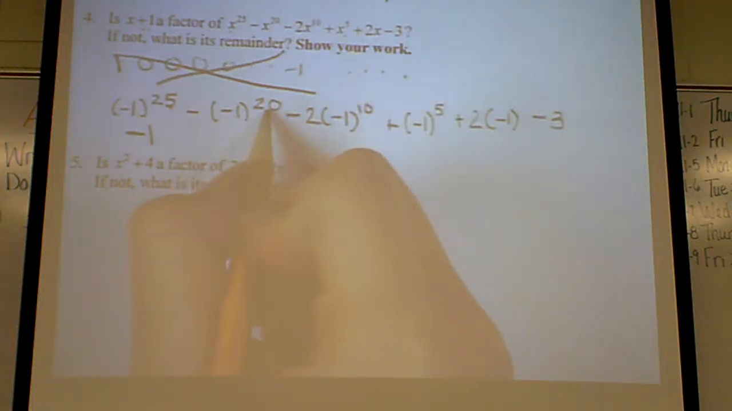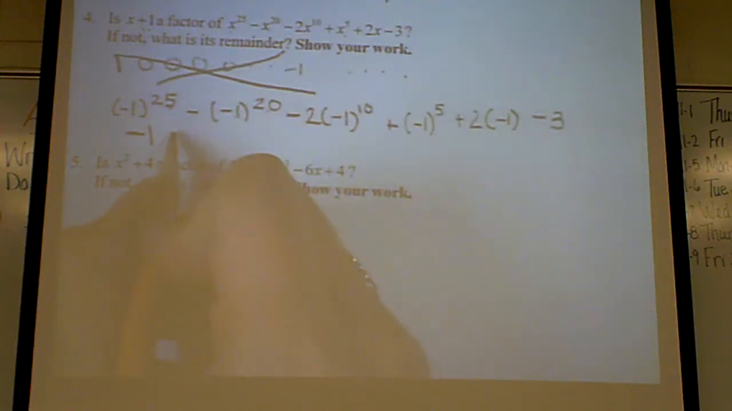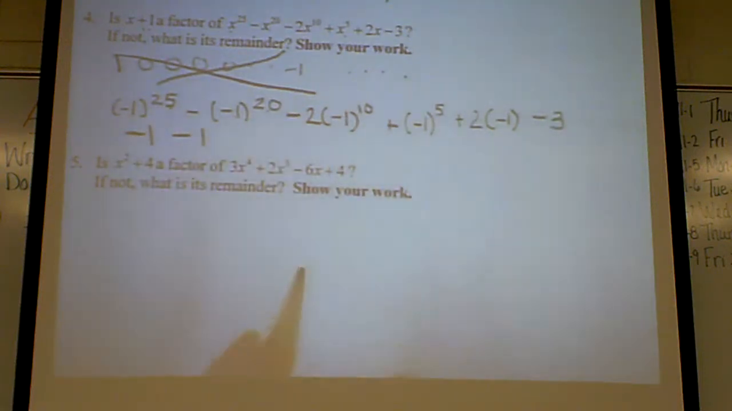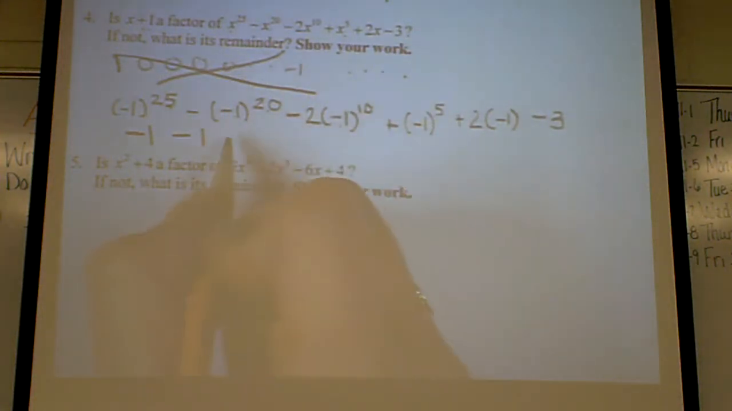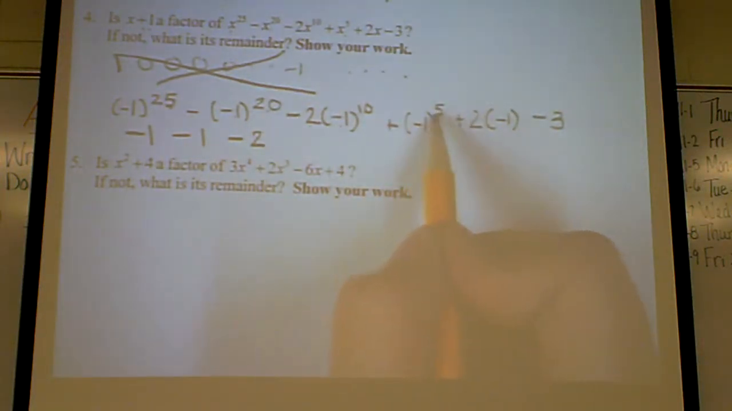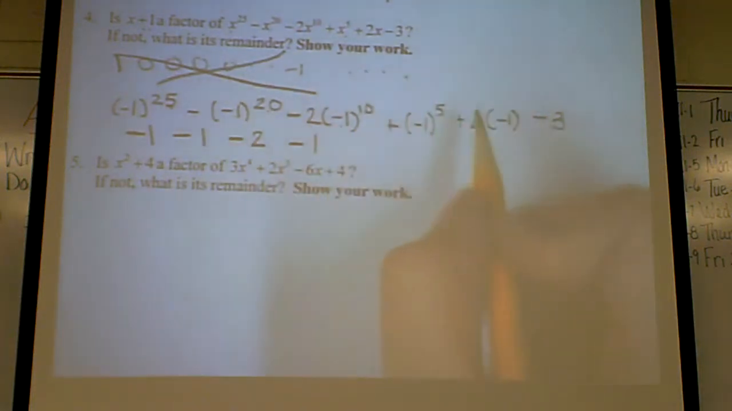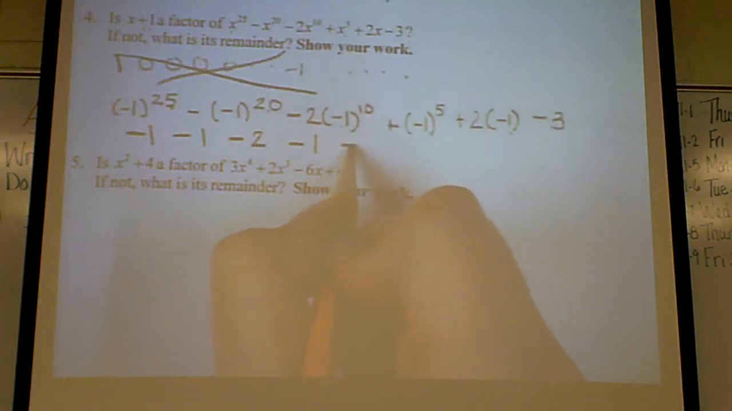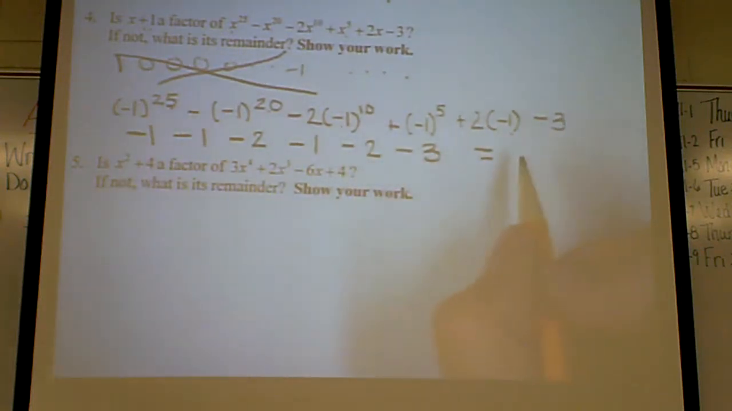-1 to the 20th, this is an even power, so it becomes positive 1. But since we're subtracting it, it's negative. So -1. -1 to the 10th is +1 times -2, so -2, plus -1 to the 5th. This stays as -1. 2 times -1 is -2, and -3. So what is this? 1, 2, 3, 4, 5, 6, 7, 8, it'd be -10.